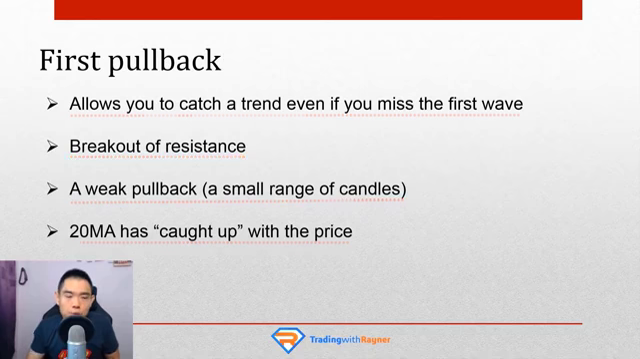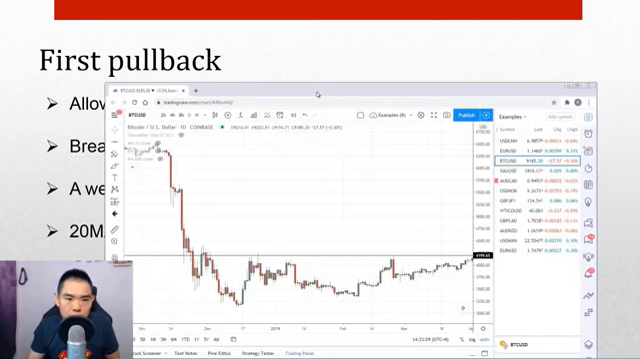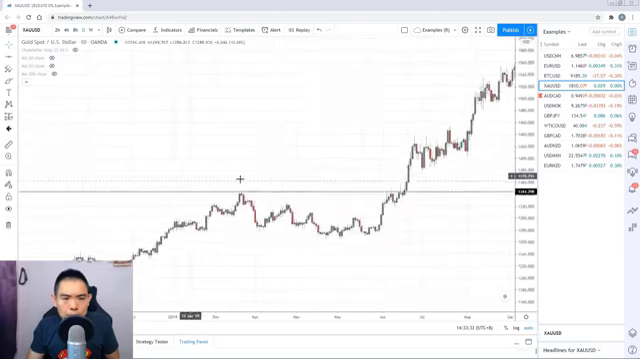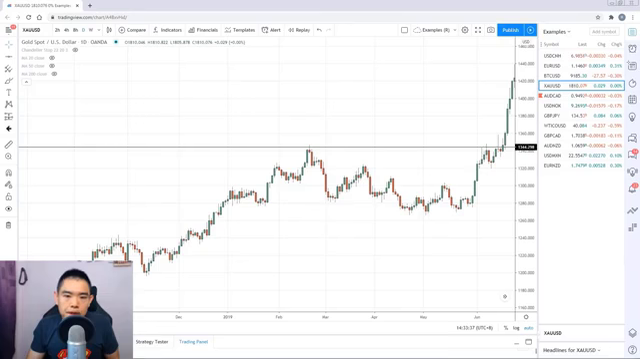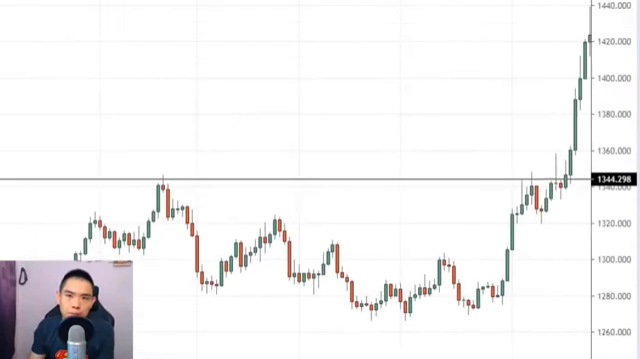Okay, so let me share with you a few examples of the first pullback. If you look at gold, you can see over here at this point, price has broken out higher. A mistake that many new traders make is that they're going to buy the breakout. They're going to buy this bullish move over here. Oh Rainer, look how bullish this market is. It's going to the moon. It's time to buy. What? You're waiting on the sidelines?